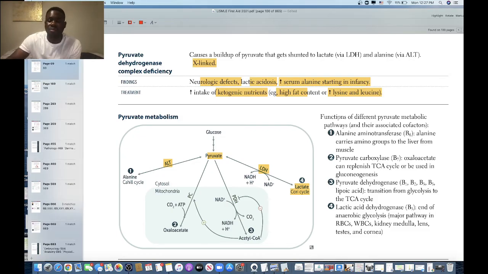Okay, now functions of different pyruvate metabolic pathways. So here they are just talking about the fate of pyruvate. One is pyruvate can be used to make alanine.